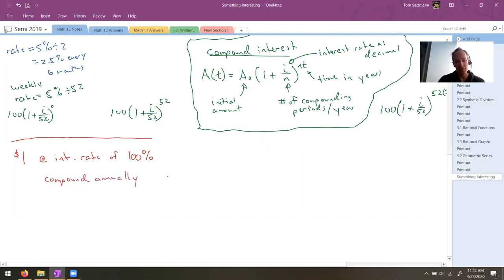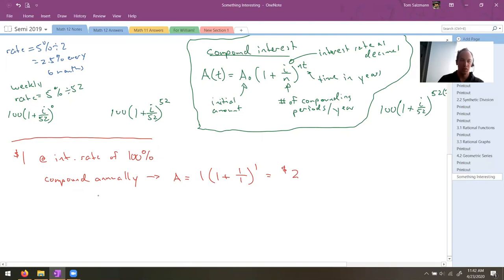what we're going to wind up having is an amount where we take $1 and multiply it by this growth factor. The interest rate is 100%, so that's 1. The number of compounding periods is 1, and you're doing it for 1 year. The calculation is very simple, common sense almost. 100% means you're going to get double your money, so you're going to end up with $2 at the end of it.